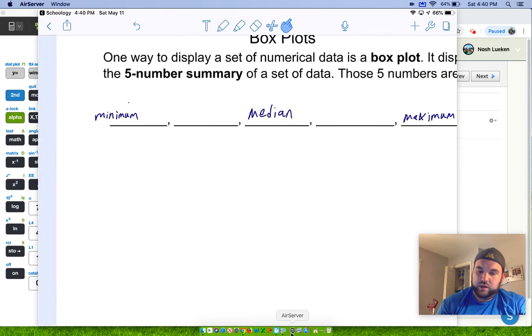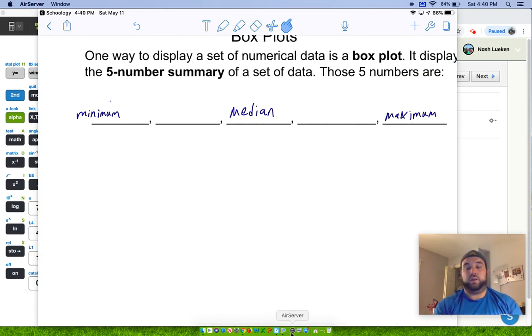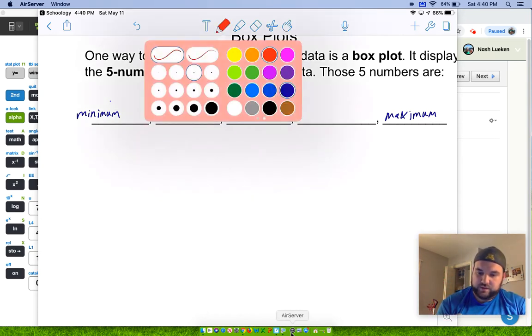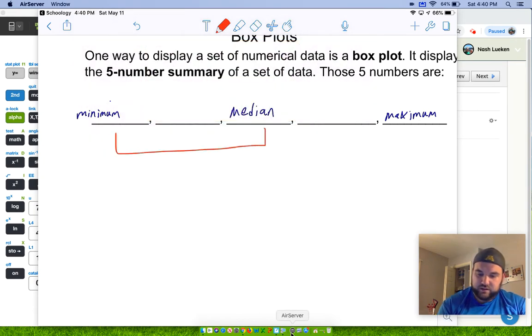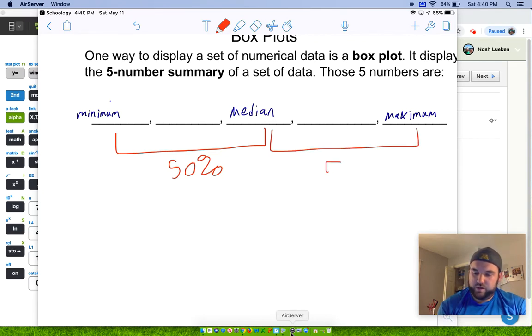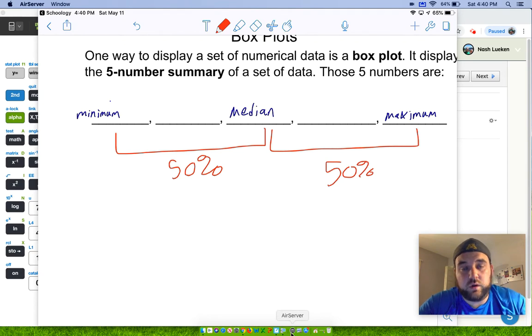The median cuts the data set in half. So what this is really saying is 50% of the data is right here between the minimum and the median, and the other 50% is right here. You may have heard of percentiles before. We're not going to get too much into percentiles, but if you continue to study statistics, you'll learn a lot more about it.